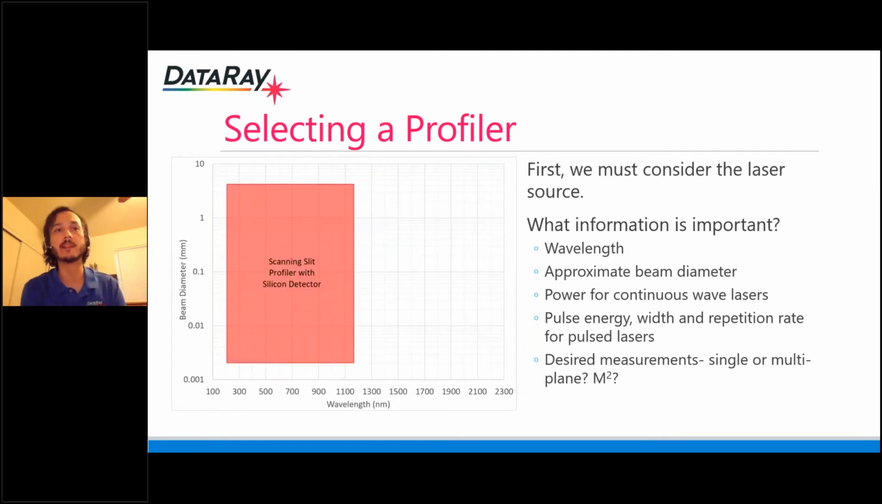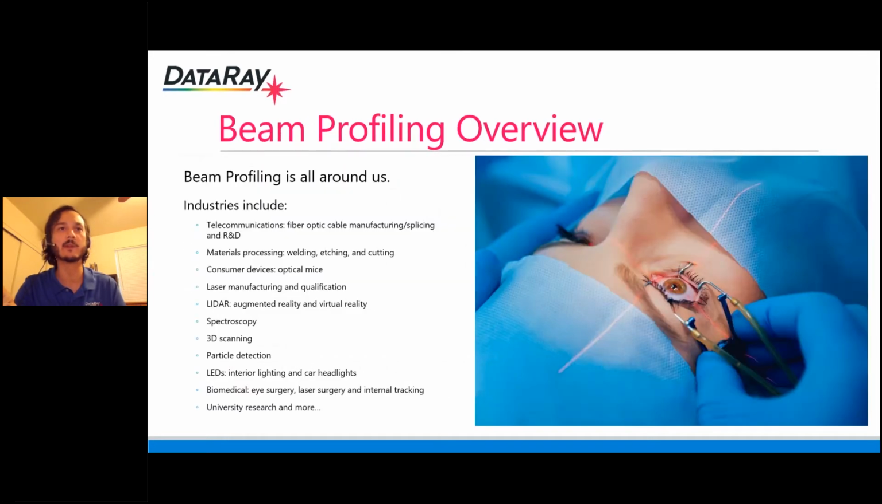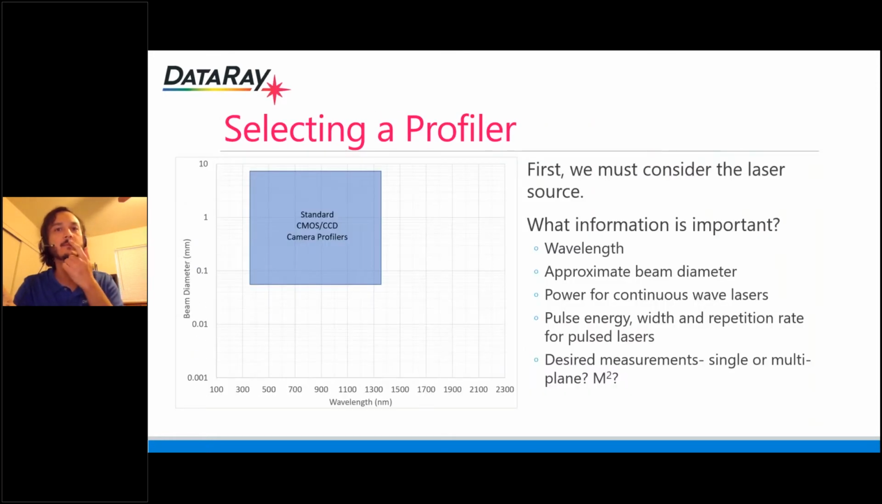For different wavelengths and beam diameters, we have different regions. So for a scanning SIP profiler with a silicon detector, this might be a good region. You might ask yourself, those two regions overlap. How do I know which one to pick? We'll go into the difference between scanning slit and camera profilers in a little bit, so that'll help.